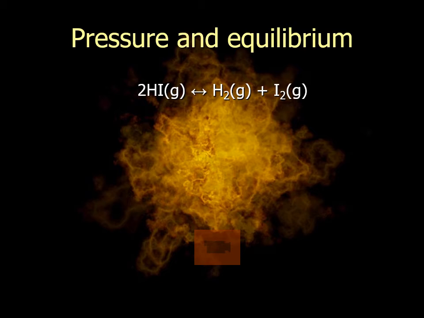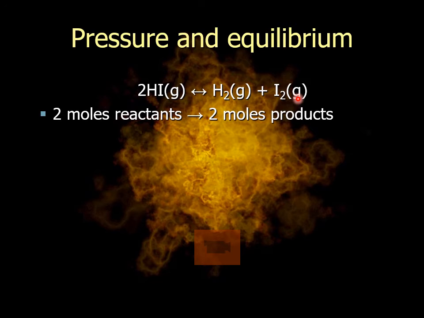So going back to that example we looked at before, 2HI goes to H2 plus I2. Analyze the molecules. 2 on the left, 1 plus 1 equals 2 on the right. So this is an example where we would predict no change in the equilibrium if I change the pressure either up or down. 2 on the left, 2 on the right. No net change.